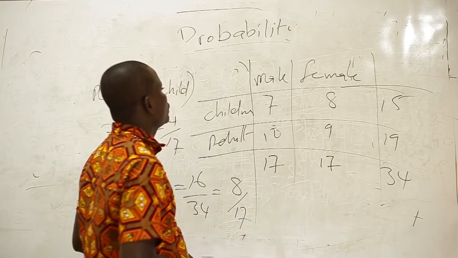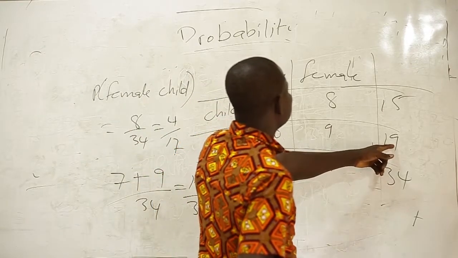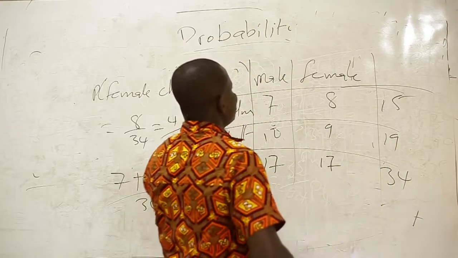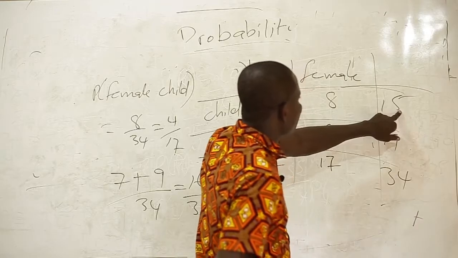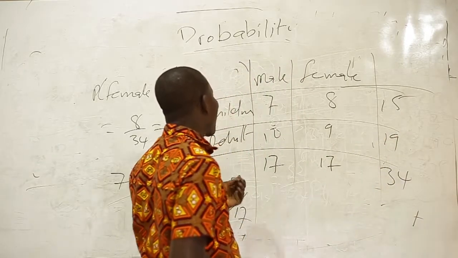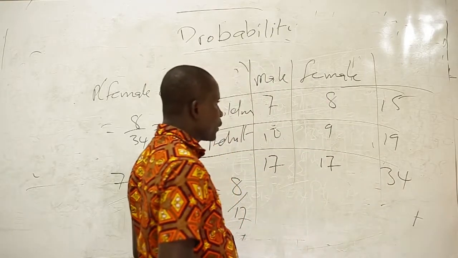Then an adult. Where is an adult? This is the total for adult. Adult is 19, so 19 over 34. Okay. A child. A child is, total child is what? 15 over 34. Then not a child. If it's not a child, then it's an adult. So it is adult is 19 over 34. Are you getting the point?